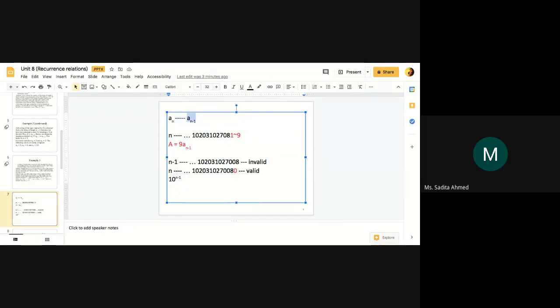What is an minus 1? Valid. Sorry? The count of what? Miss, all valid strings. All valid decimal digit strings. The count of all valid decimal digit strings is an minus 1. All right? So how will we get the invalid? The count of the invalid decimal digit strings.